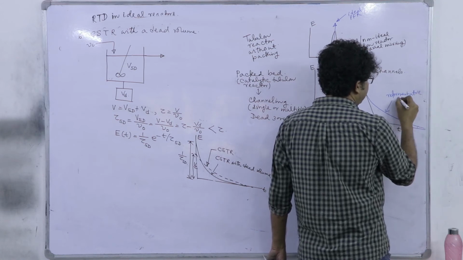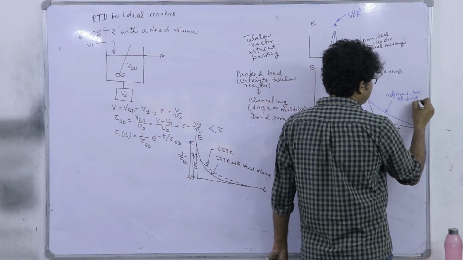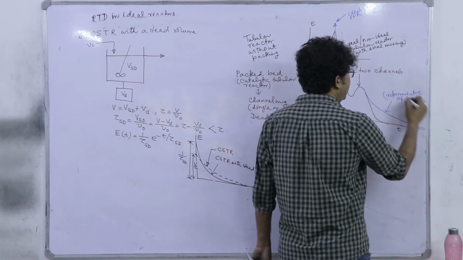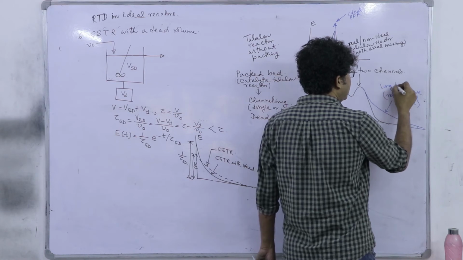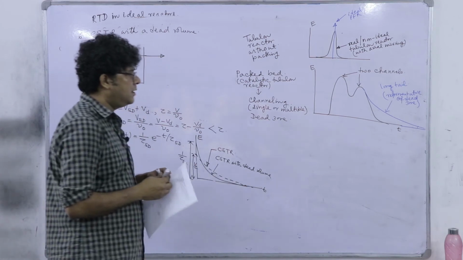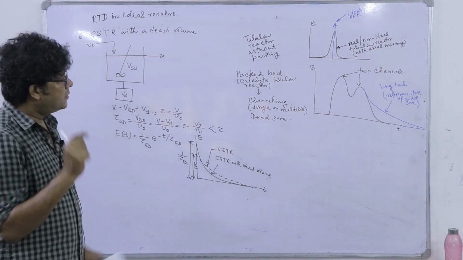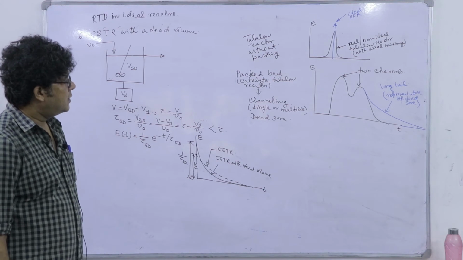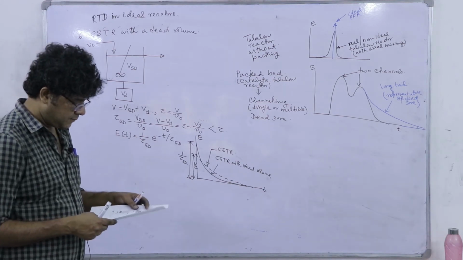Representative of dead zones, this is a long tail in the RTD curve, which basically indicates that there is a dead zone in this reactor. Okay.